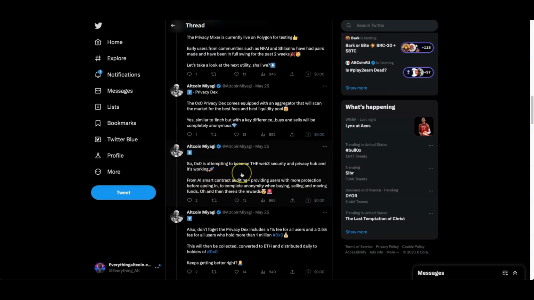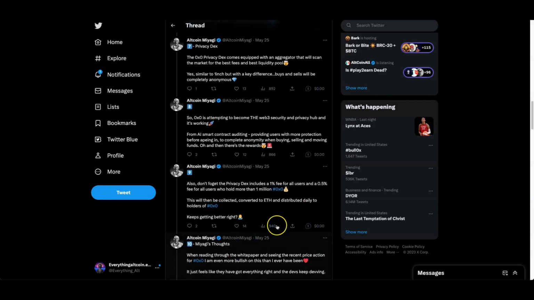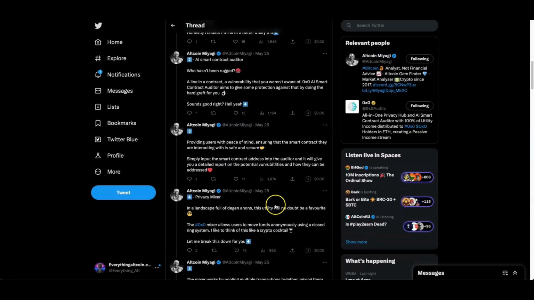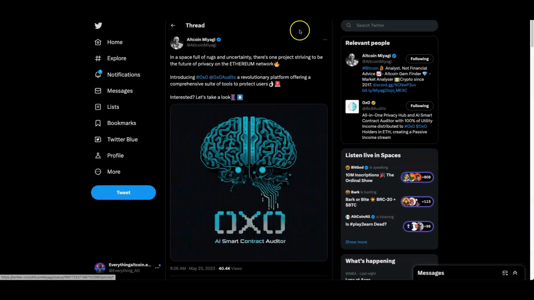So the 0X0 is attempting to become the Web3 security and privacy hub, and it's working. From AI smart contract auditing, providing users with more protection before aping in, to complete anonymity when buying, selling, and moving funds. So this is something very good. Miyagi made a great thread on 0X0 here. I would recommend that you guys go follow him.